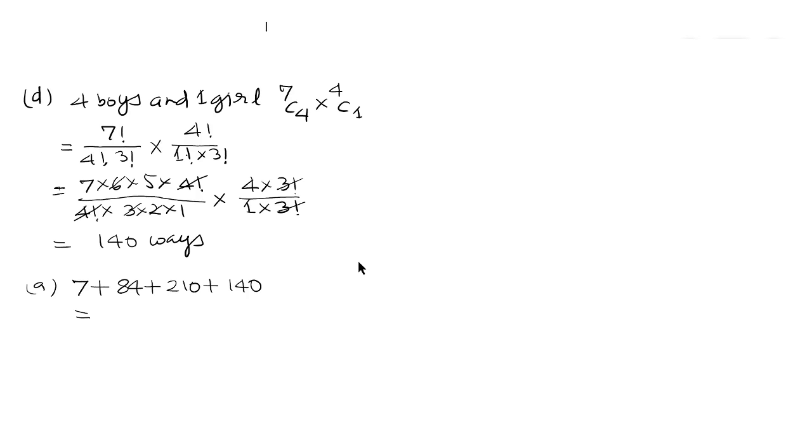This comes out to be 7 plus 84 plus 210 plus 140. So 7 plus 4 is 11. We write 1, we carry 1, 8 plus 1 is 9, plus 1 is 10, plus 4 is 14, we write 4, and carry 1, 2 plus 1 is 3, plus 1 is 4. So there are 441 ways of selecting this team, which consists of at least one boy and one girl.